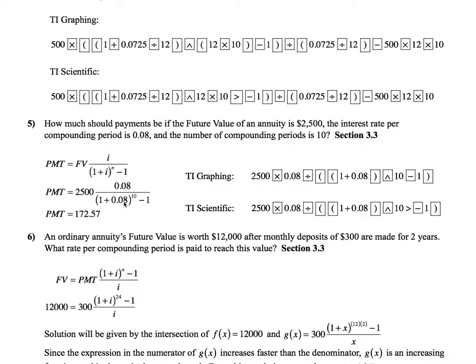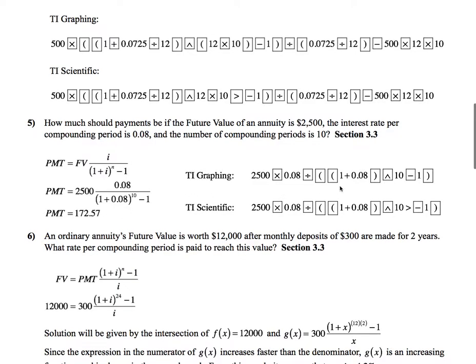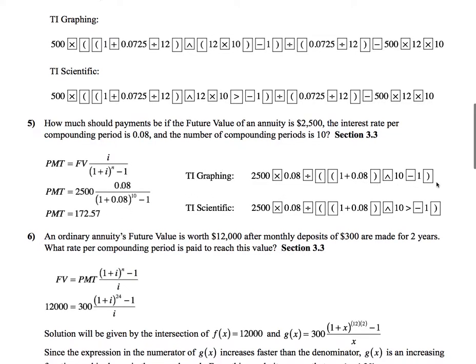Of course, as I've mentioned before, you are perfectly capable of adding 0.08 to 1 and entering it in as 1.08. But I've written it out completely, and I hope that doesn't add any confusion. And so there's the caret for the exponent, and 10 is the exponent because that's the number of compounding periods, then we subtract 1 and close the parentheses.